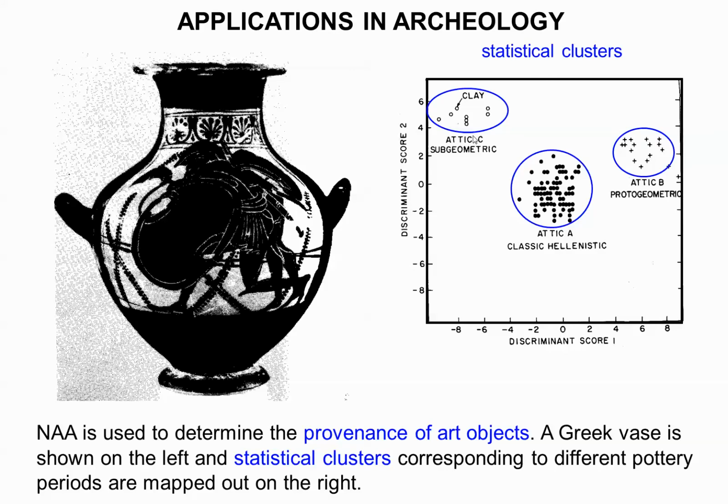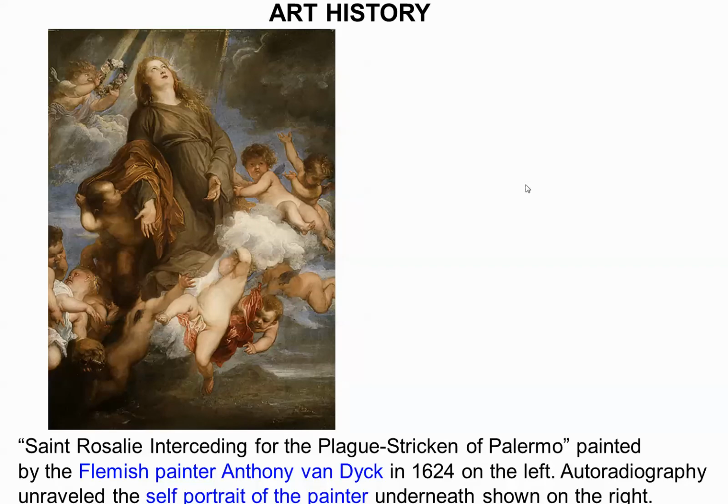In other words, the relative amount of one element was correlated with the relative amount of another element, like two metals contained in the vase, through neutron activation analysis, and then these statistical clusters were formed. If an art object belongs to one cluster, chances are it has the same origin as the other ones. Art history.